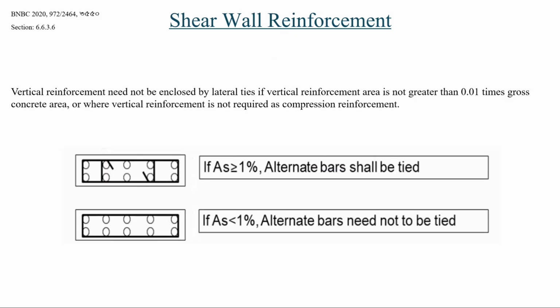There is a tiny message from BNBC 2020, and that is vertical reinforcement need not be enclosed by lateral ties if vertical reinforcement area is not greater than 0.01 times gross concrete area, or where vertical reinforcement is not required as compression reinforcement. So if the rebar percentage is greater than or equal to 1%, then we have to bind the vertical rebars by ties, and if the vertical rebar percentage is less than 1%, then we don't need any kind of ties to bind those vertical rebars.